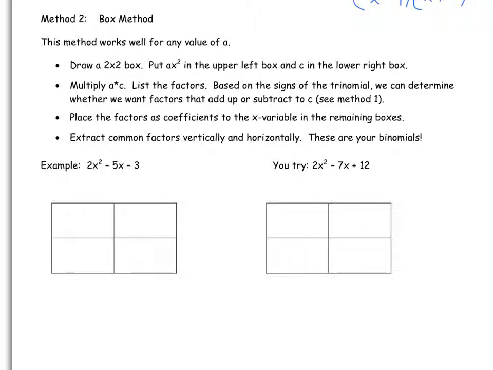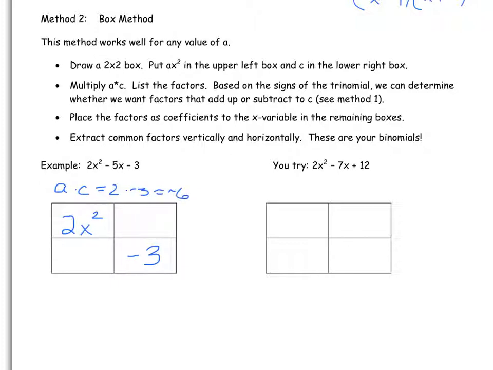So this method works for any value of A. What we do is we draw a 2 by 2 box, like we have below. We put the ax squared in the upper left box and c in the lower right box. So I'm going to look at this first example while we read the 4 bullet points. So the 2x squared here would go in the upper left box. The c, which is negative 3, goes in the lower right box. We're going to multiply the a times the c. So a times c in this case would be 2 times negative 3, which gives negative 6.